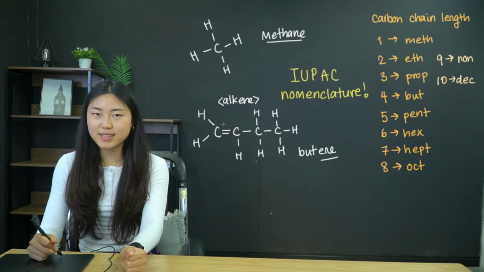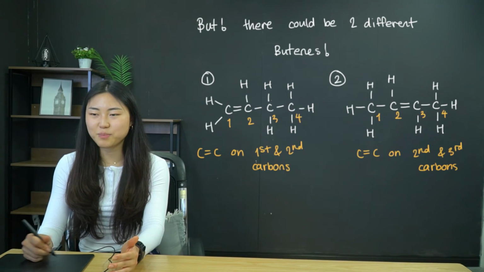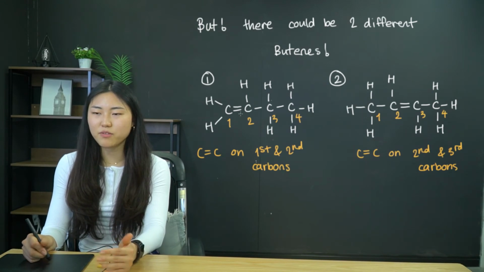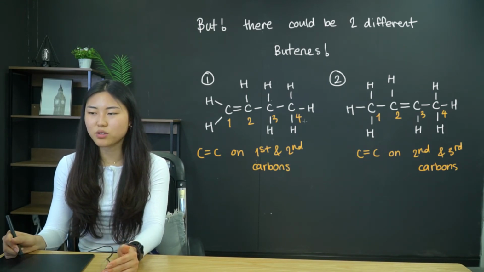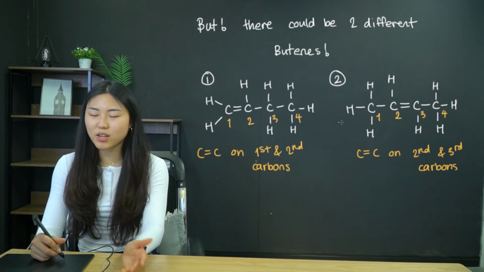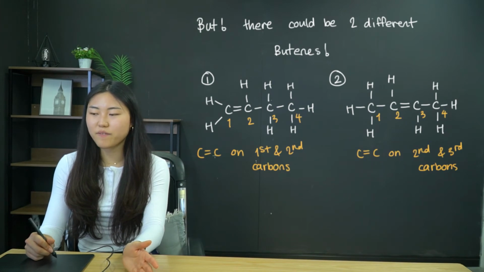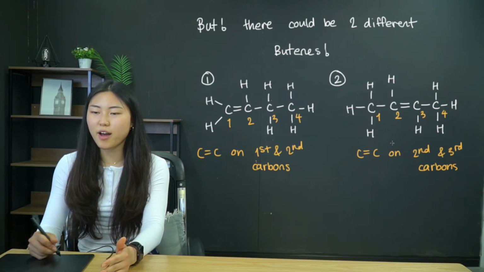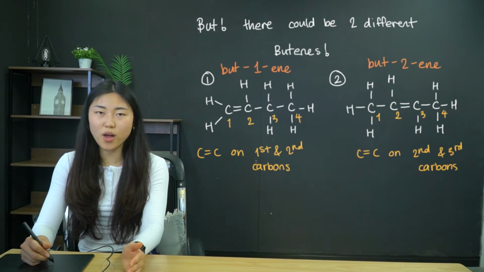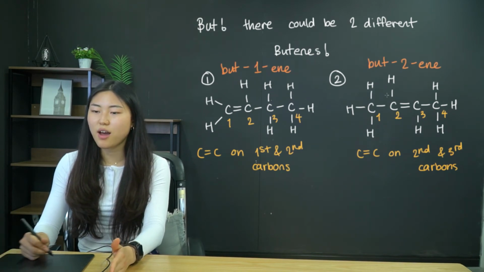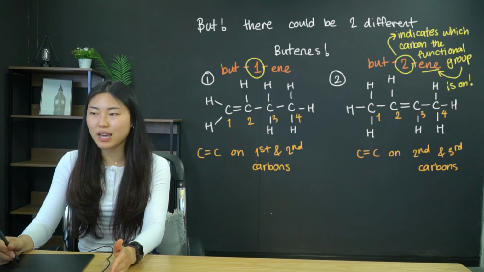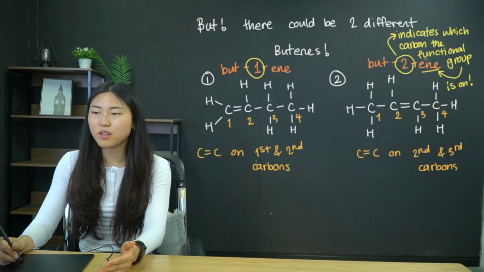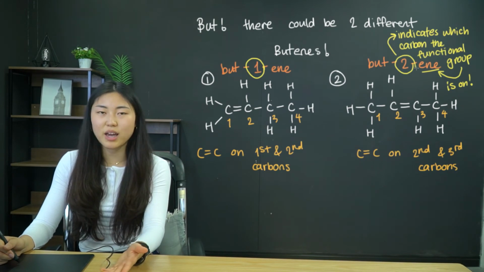But butenes can be different. So we can have this butene and this butene. So let's see how they're different. So I numbered the carbons from 1 through 4, and over here as well, 1, 2, 3, 4. And we can see that the carbon-carbon double bond in the first example is on the first and second carbons, right? And in the second example, we have it on the second and third carbons. So we named the first example but-1-ene and the second example but-2-ene, where the number indicates which carbon the functional group is attached at, okay? So the number comes first, and then ene, the functional group indicator, comes in, okay?